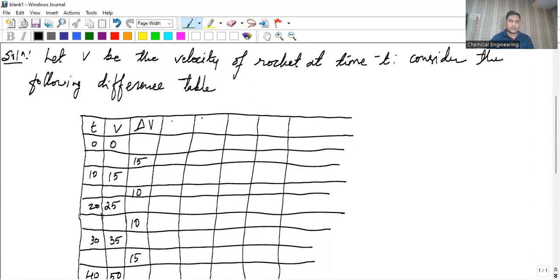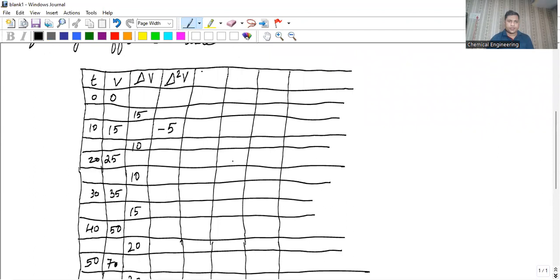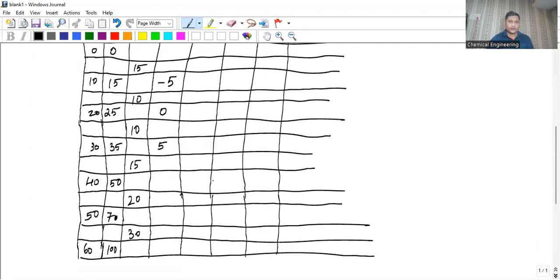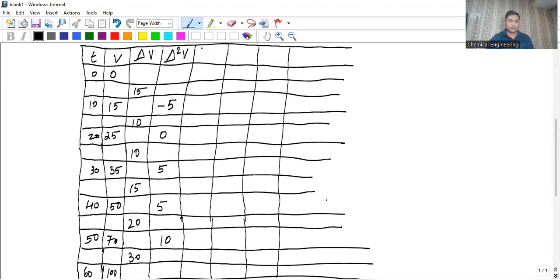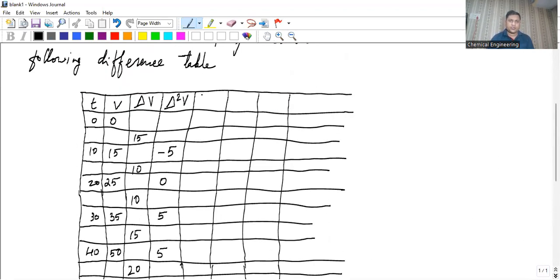Now we consider the second order difference. Okay, so delta square v. What is the difference here? -5. Good. So it is going to be -5. What is the difference here? This is 0. This is 5. Okay, here again it is 5. Here again we get 10. Okay, so this is the second order difference.